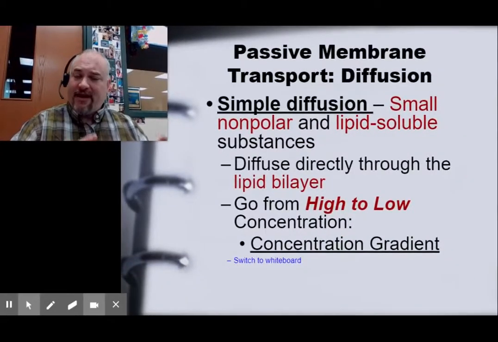So think about oxygen, right? Your cells are constantly using up oxygen and converting it into something else. So you're always going to have a lower concentration of oxygen in your cells because you're using it up, which means there's always going to be a higher concentration of it outside your cells, meaning oxygen is going to want to diffuse into your cell. And now let's switch over to the whiteboard and we'll give that a try.